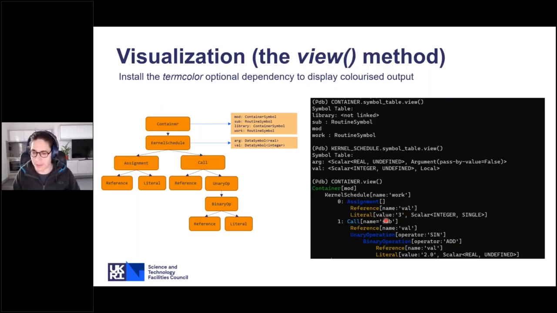Also, as I said, this can become very big, so I would not recommend looking at them in black and white, because they can be difficult to navigate. So we have this optional dependency. It's a Python dependency. You can install it with pip install termcolor, and it colorizes the tree, and it really helps a lot to navigate the structure.